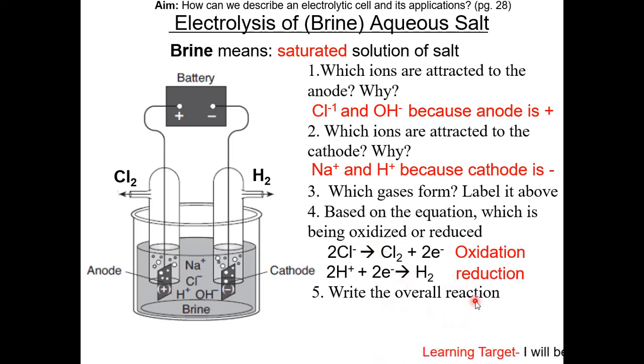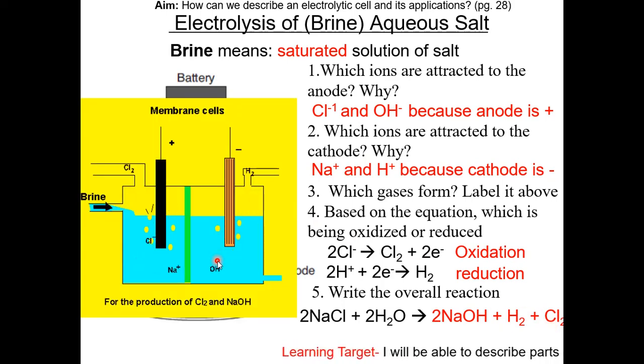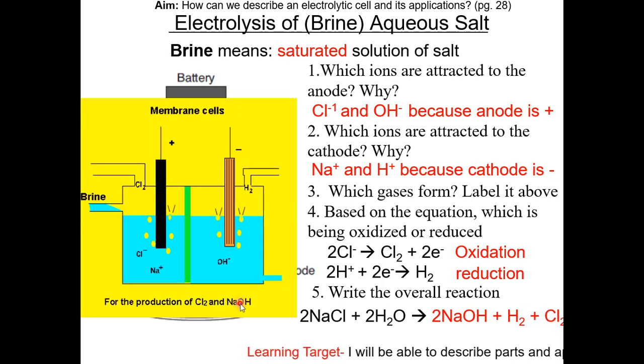Write the overall reaction. In the electrolysis of NaCl aqueous, it produces sodium hydroxide and hydrogen and chlorine gas. Here's a GIF to illustrate the electrolysis of brine.